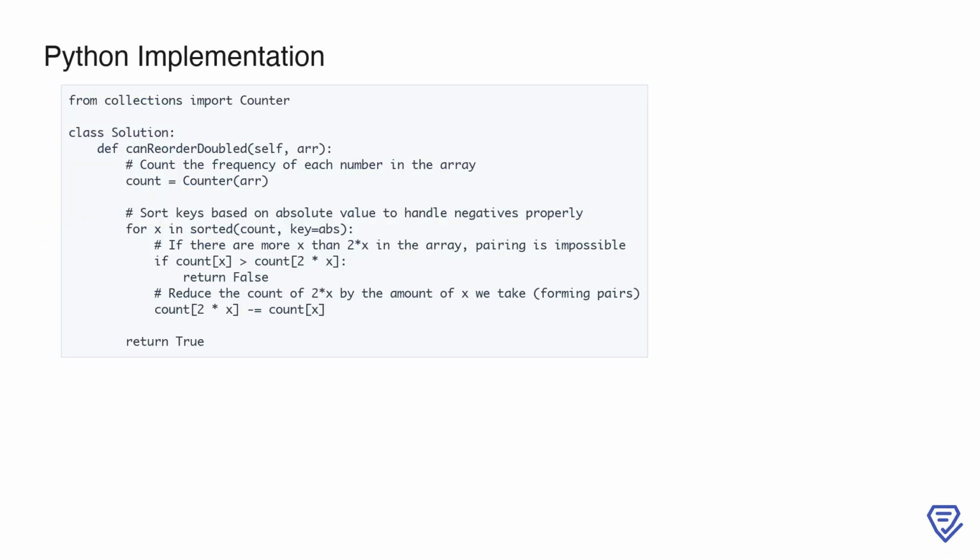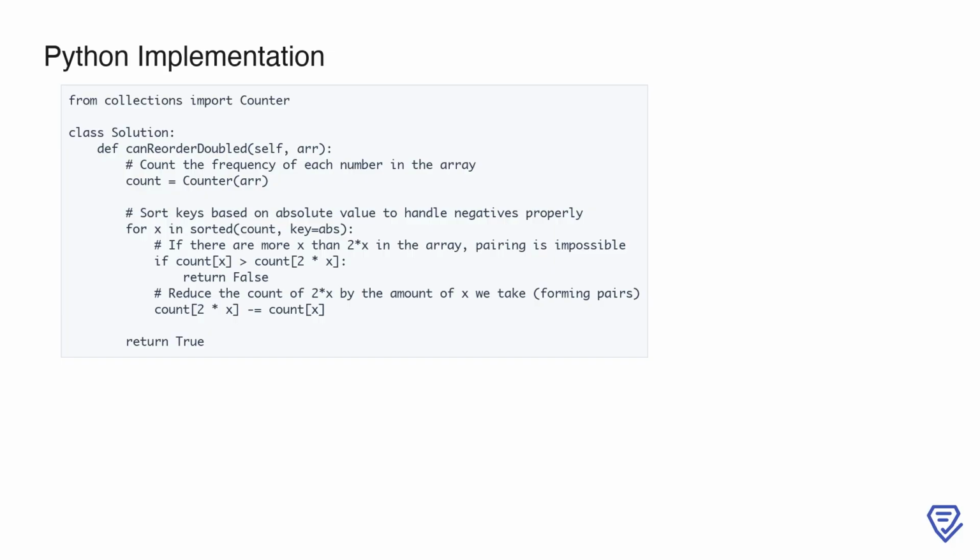This Python solution to LeetCode problem number 954 uses a greedy approach to determine whether the array can be reordered to form doubled pairs. The idea is to pair elements in the array such that each pair consists of x and 2x. 1. Importing Counter. The solution starts by importing the Counter class from the collections module. This is used to count the occurrences of each number in the array.